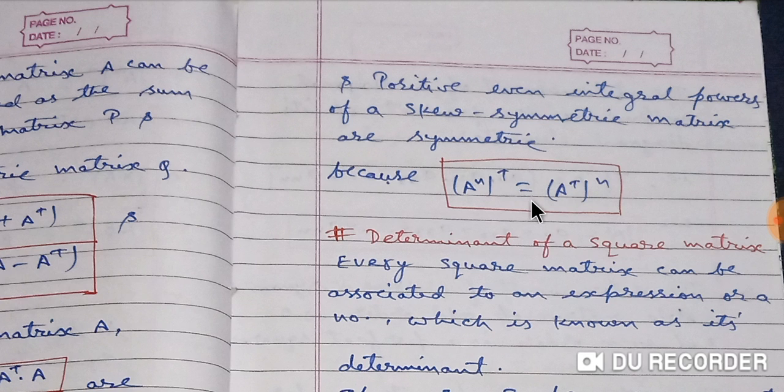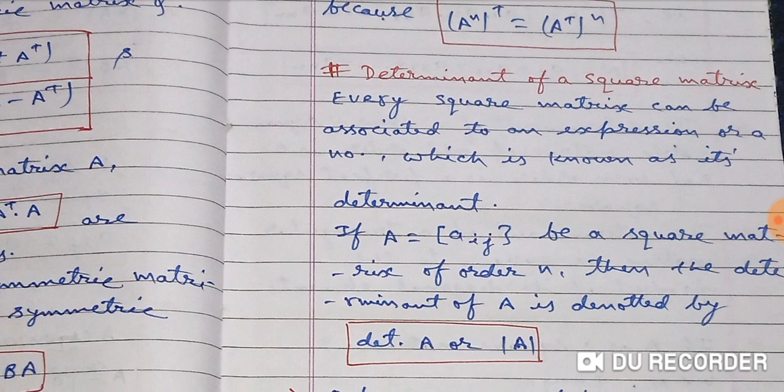Because of this result, now we have to talk about the determinant of a square matrix. So what about the determinant of a square matrix? What is a determinant? Actually, you have already studied the determinant.